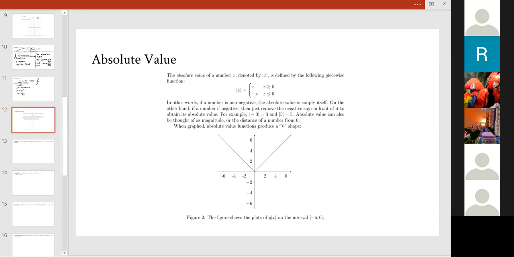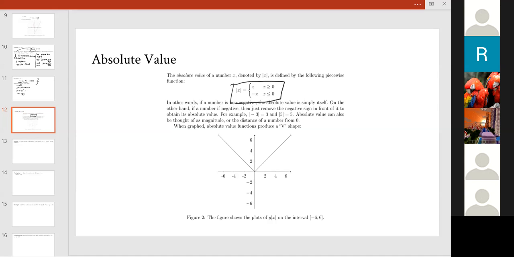So now let's take a look at absolute value. So the absolute value of a number is defined by this function. So if the number is greater than or equal to 0, the absolute value is simply that number. And if x is less than or equal to 0, the absolute value is the negative of that number.